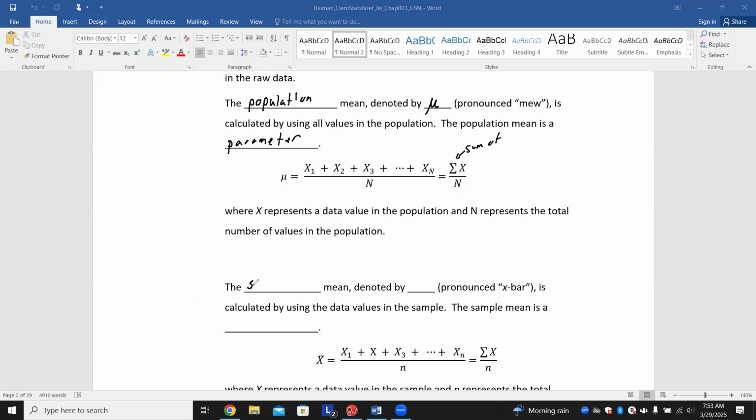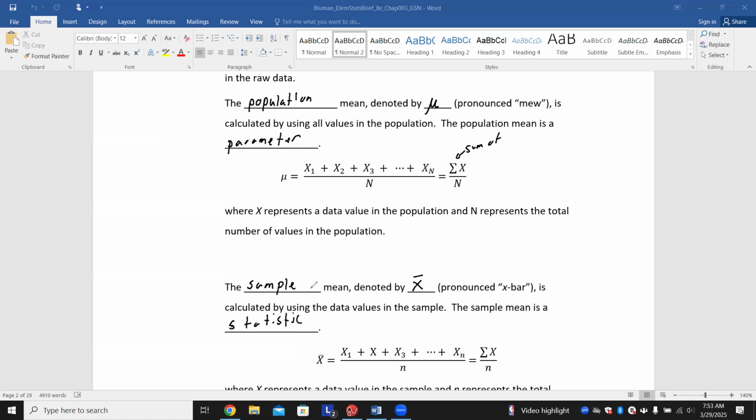The sample mean, denoted by X bar, so it's going to be a capital X with a line above it, pronounced X bar, is calculated by using the data values in the sample that you have. And again, the sample mean is a statistic.